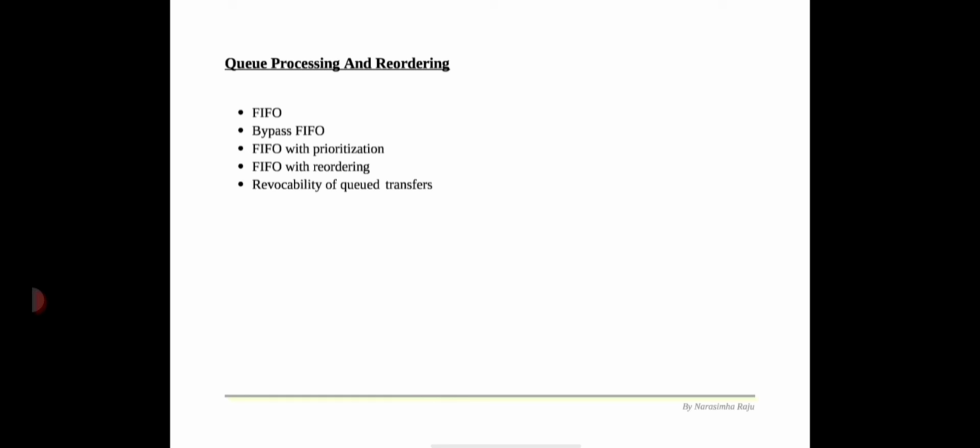And next, coming to FIFO with prioritization. Assume that bank A can prioritize the transfers according to two priority classes, that is high and low, at the time of input, with the FIFO rule applying within each priority.